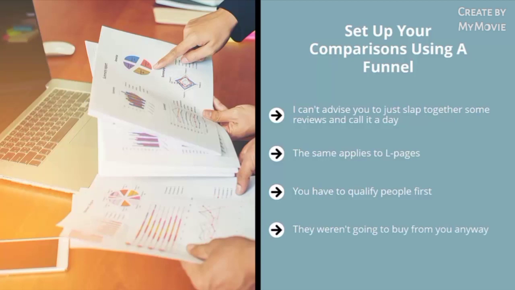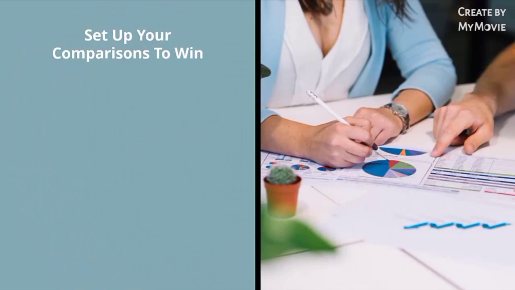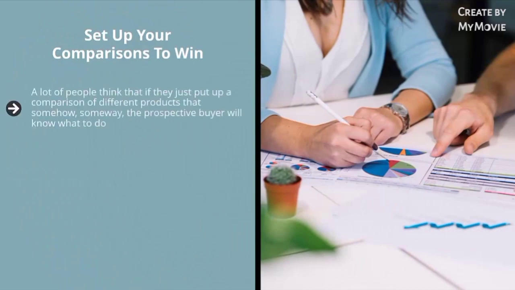What's important is you focus on people who are suggestible. These are people you can persuade or otherwise influence to eventually buy from you. Set up your comparisons to win. A lot of people think that if they just put up a comparison of different products that somehow, some way, the prospective buyer will know what to do. Well, chances are they'll get pieces of information from your comparison chart and buy somewhere else.